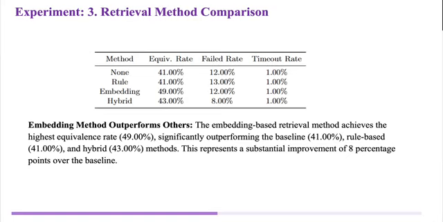So the experiment result is very clear. The embedding-based retrieval method achieves the highest equivalence rate with 49%, significantly outperforming the other methods. This represents a substantial improvement of about 8 percentage points over the baseline.